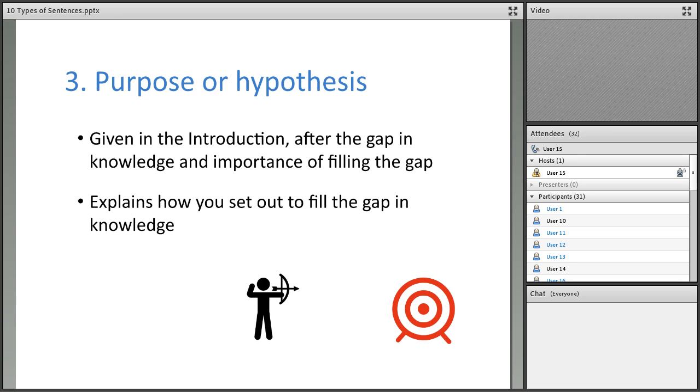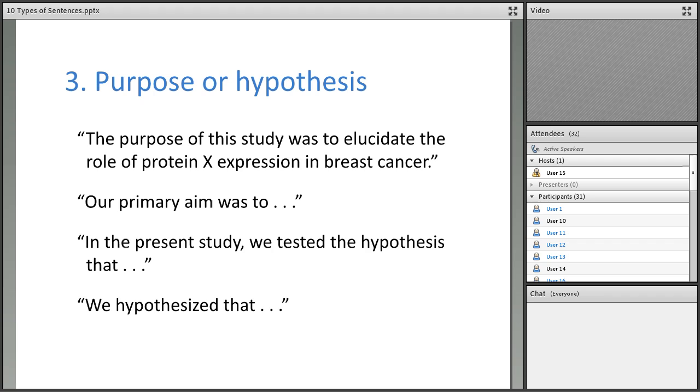So after you've given the gap in knowledge and you've explained its importance, now it's time to talk about how you're going to fill that gap. And that's where you give a purpose or a hypothesis statement. And this is a fairly straightforward sentence. So some examples here. But it's a very straightforward sentence.